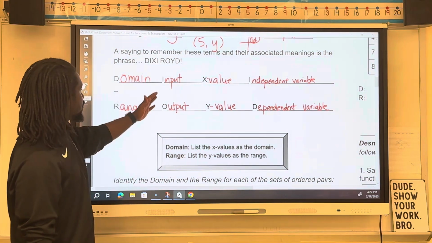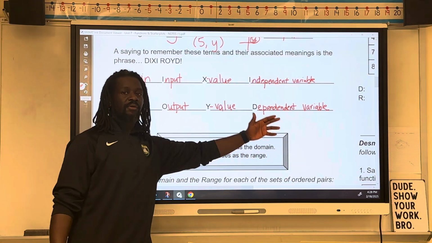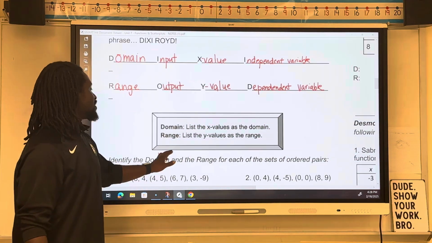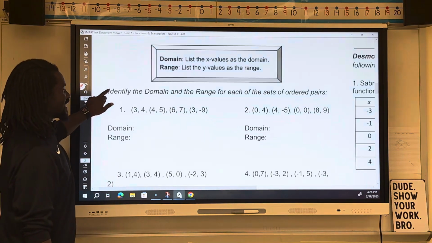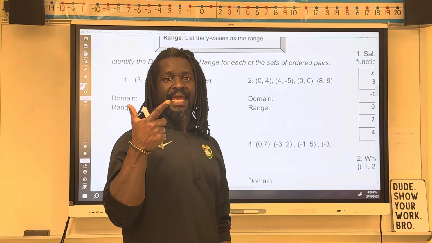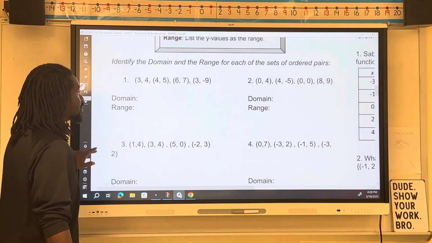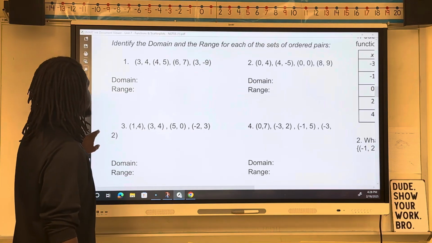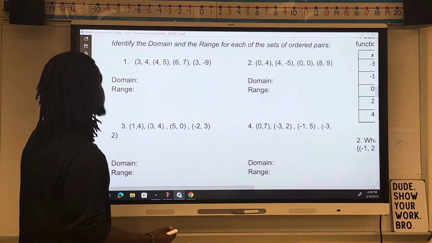Okay, so Dixie Royd. The domain is all of the X values, and the range is all of the Y values. What we're going to do is look at ordered pairs and tables today, and then in the next lesson you will look at graphs. First we're going to start by identifying the domain and the range for each of them.